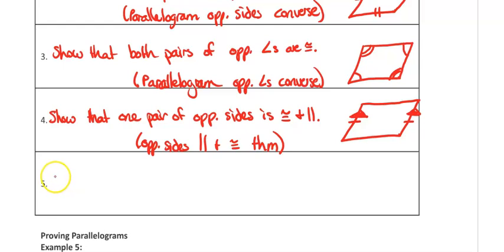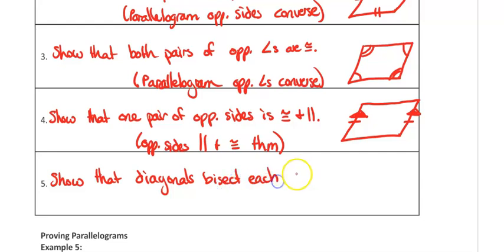And the last way you can do this is you can show that the diagonals bisect each other. Bisect means cut into two equal parts. When you do that, you're using the parallelogram diagonals converse.